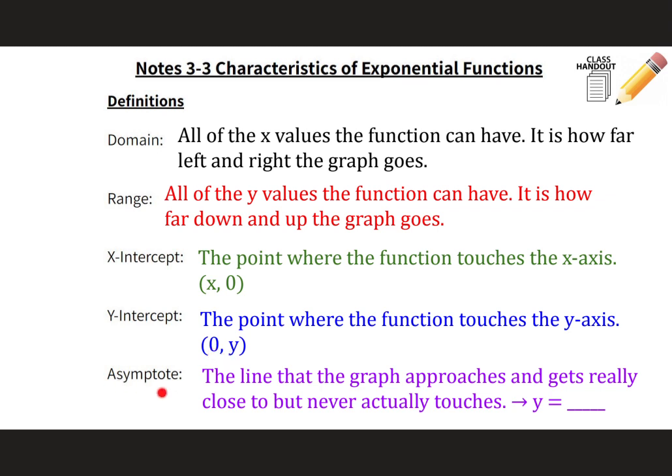And then lastly, this is a new word that we haven't heard before, an asymptote. An asymptote is a line that the graph approaches and gets really close to, but never actually touches. With exponential functions, these asymptotes are horizontal lines, so we write them as y equals whatever the number is. So we're going to take a look at some graphs and identify these 5 characteristics.